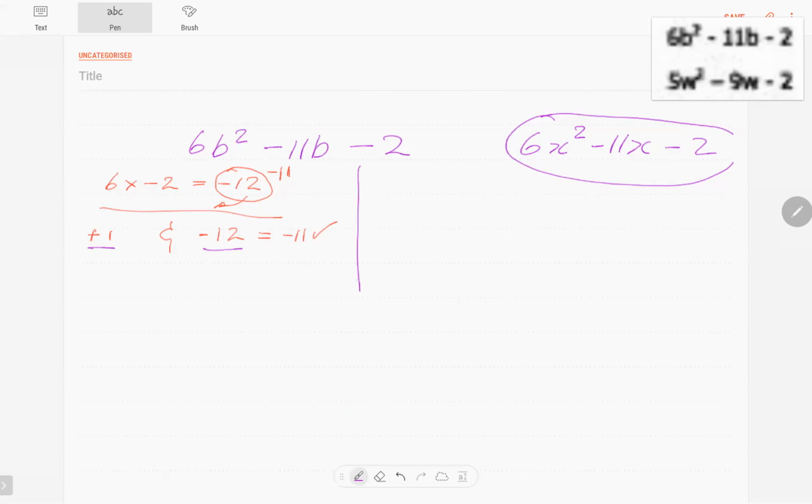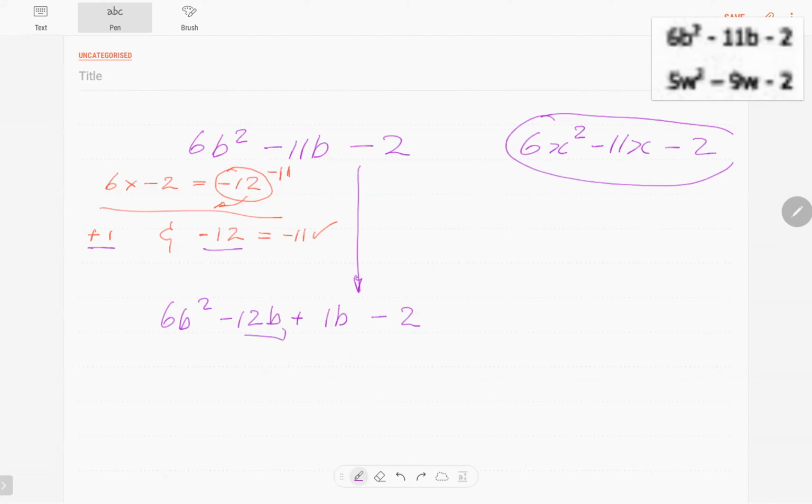This then becomes 6b squared minus 12b plus 1b. You can put 1b if you like for the one right here. Plus 1b minus 2. If you wanted to put the plus 1b and minus 12b the other way, it doesn't matter the order you put them. All that's important is that they add up to negative 11b, which they do.